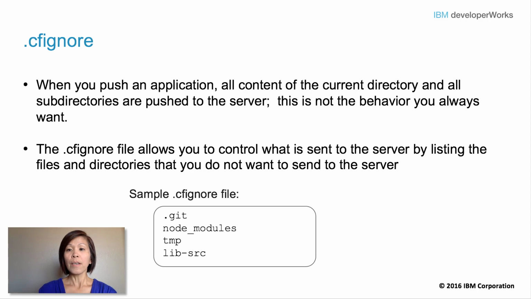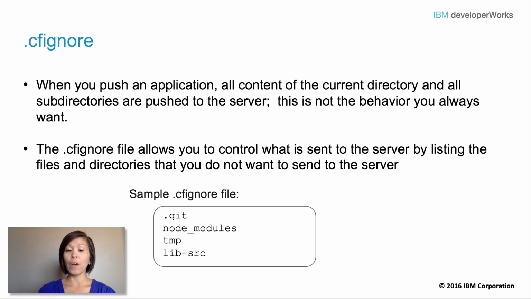Now, typically you will be working locally after you download that sample code. And then when you are ready to deploy to the server, you don't necessarily want to push the content of everything in your working directory to the server. In order to help you with that, you can use the CF ignore file to list the files and the directories that you don't want to send to the server.